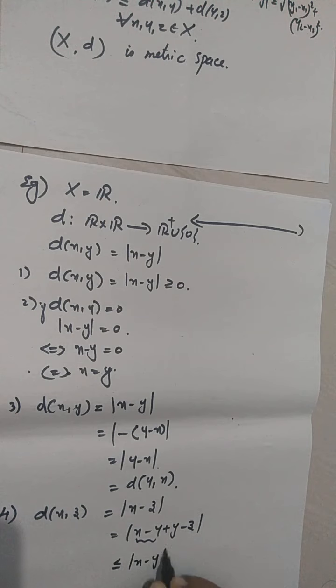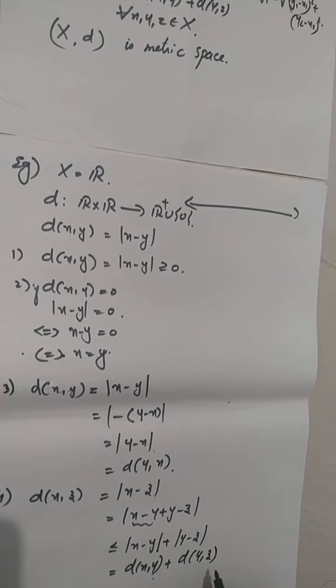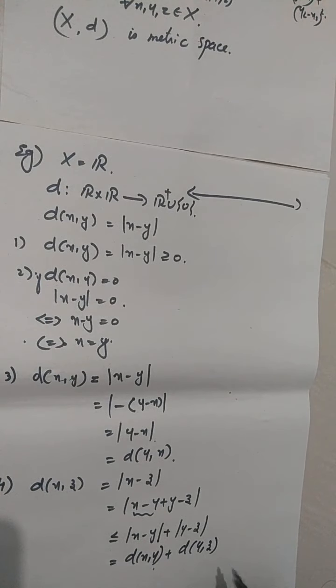So that will be mod x minus y plus mod y minus z. And what is modulus of x minus y? Which is nothing but d of xy. And what is modulus of y minus z? It is nothing but the distance between y and z, or d of yz, metric dyz. Okay, so we proved that d of xz should be less than or equal to d of xy plus d of yz.